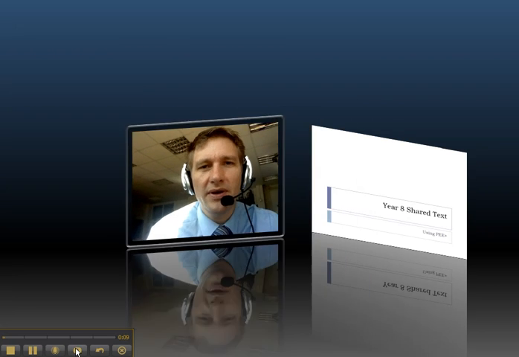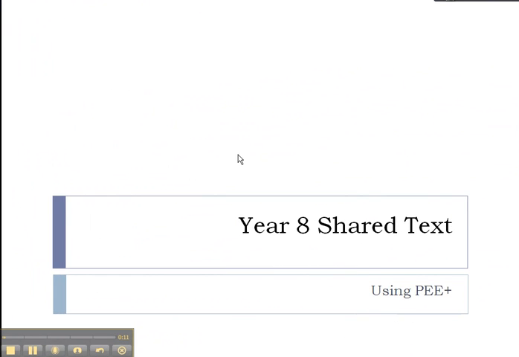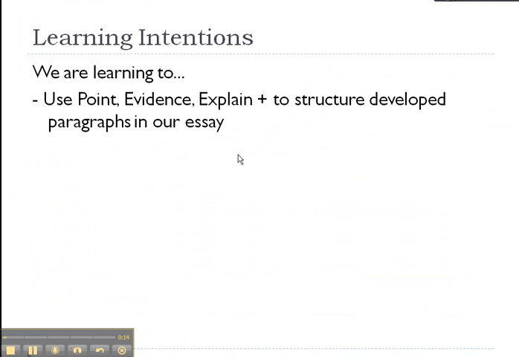Hello again, Year 8, and this time we're going to be looking at what you do after you've got your three-step plan in place. How do you actually write a really good quality PEE paragraph? Okay, in the lesson that we did, our learning intention was to use point, evidence and explain to structure really well-developed paragraphs in our essay.